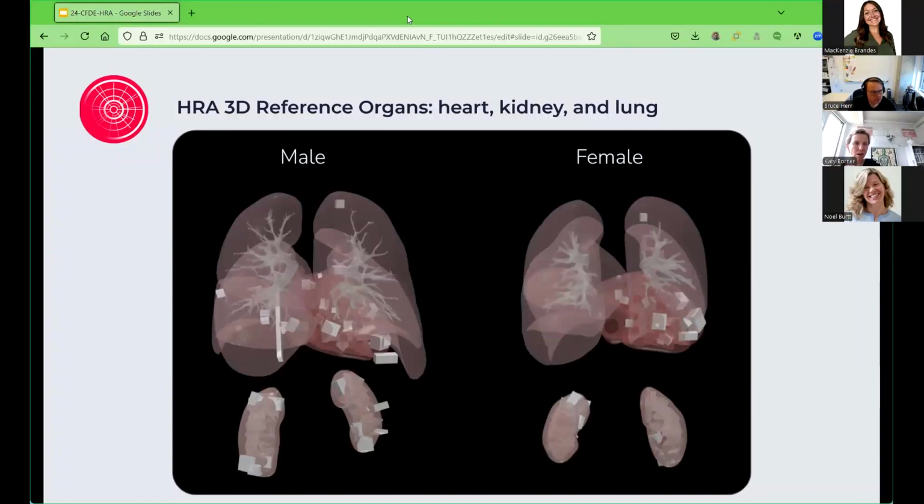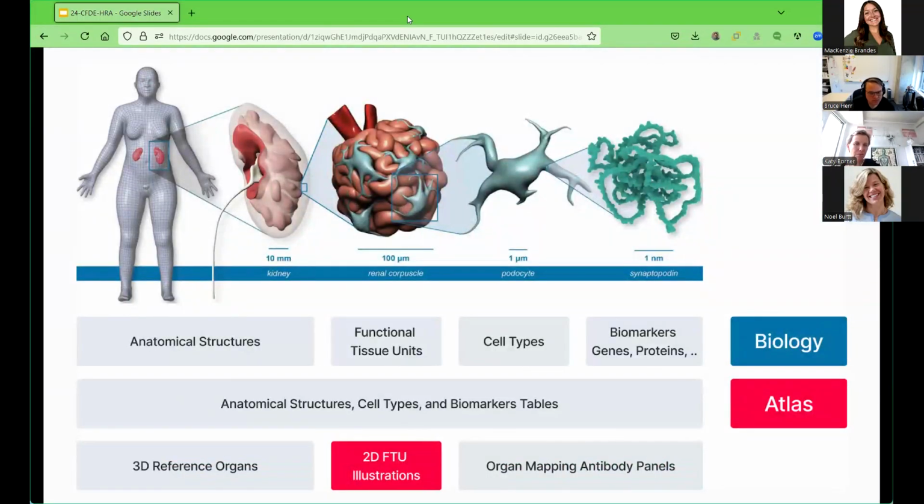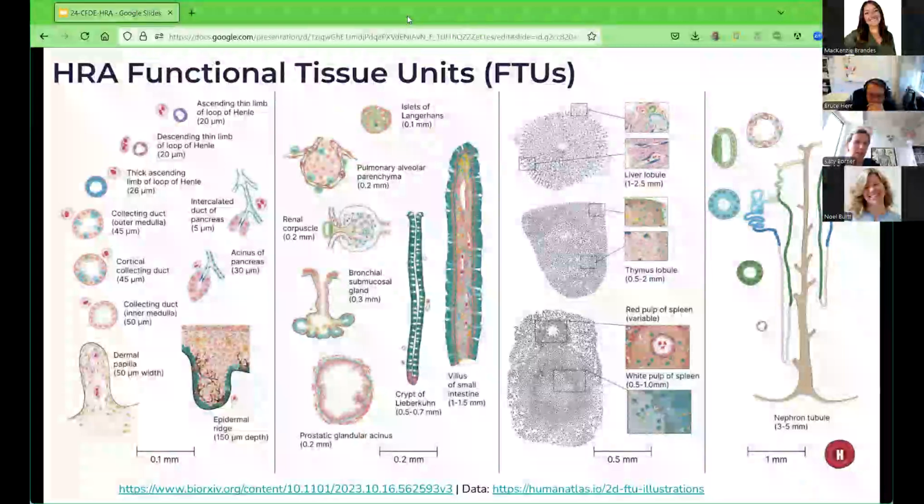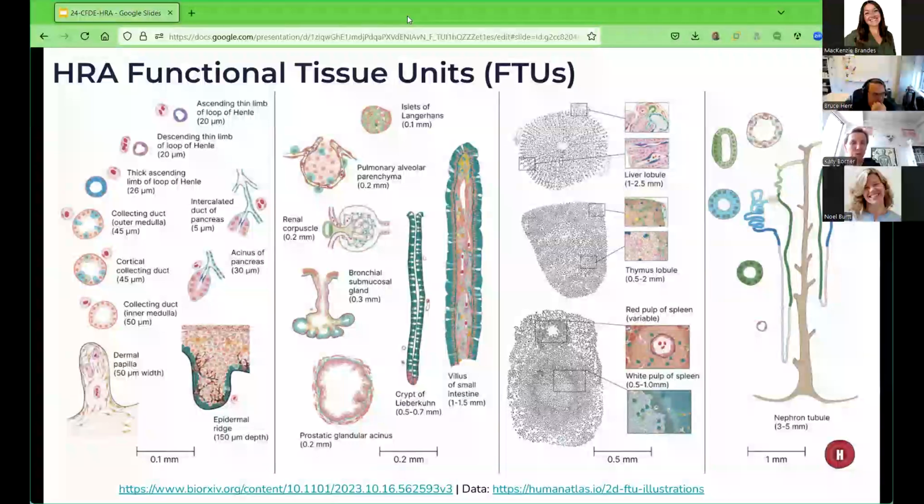On the next slide, you see we are going to now zoom into the 2D functional tissue unit illustrations. And so here you see the 23 different functional tissue units that all have a very well defined function. And oftentimes you might not realize the size differences between those. We also now have some hierarchical nested FTUs, such as the nephron tubule here on the right, which actually has a number of sub-functional tissue units. And they are quite beautiful, so you can zoom into them.